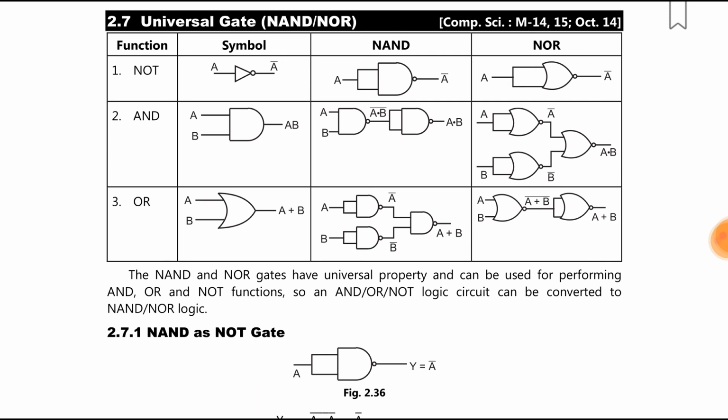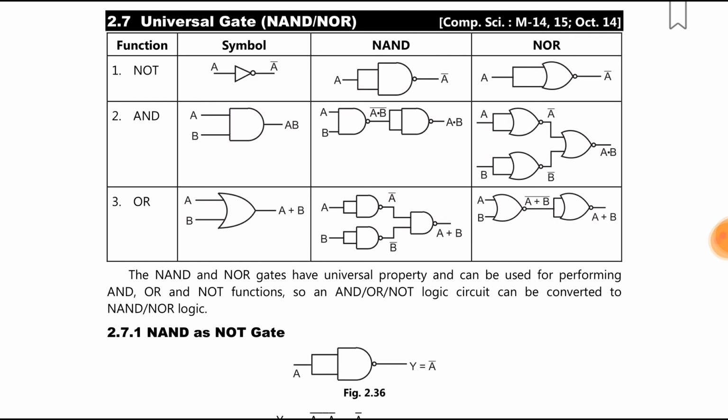Now, what is a universal gate? NAND and NOR are universal gates. These are the symbols of the NAND and NOR gates. Using them, you can have different gates. NAND and NOR gates have the universal property and can be used for performing AND, OR or NOT functions.